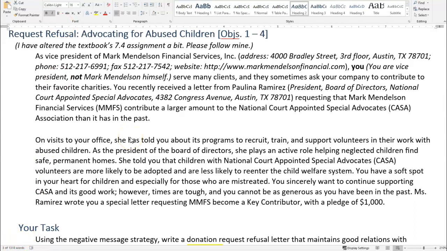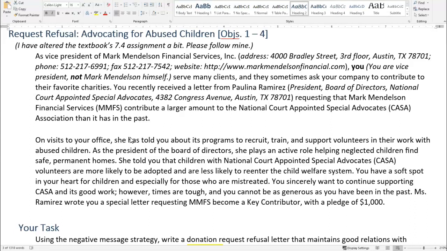Okay, so Paulina Ramirez is the president, Board of Directors, National Court Appointed Advocates. Please do not put "of" in your inside address. In other words, don't put President of Board of Directors at National Court Appointed. A lot of times we'll put this whole thing and put all these prepositions. The correct form is President, comma, Board of Directors, comma, National Court Appointed Special Advocates, and then you've got her address.